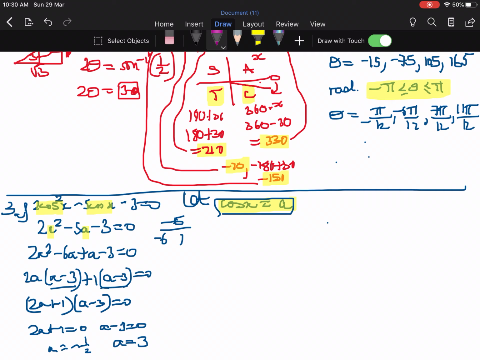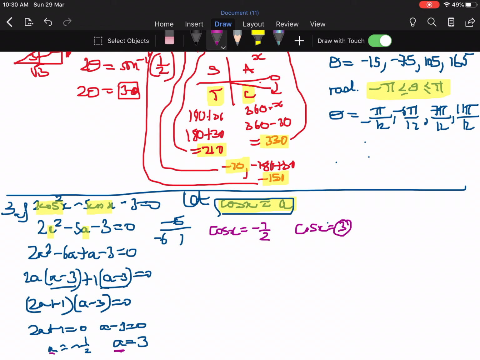So here I've got a and a. I'm now going to rewrite that as cos x equals negative a half. And I'm going to write cos x equals 3. So what do you end up with? You end up with some trig equations. So this one here is negative a half, and this one here is 3.